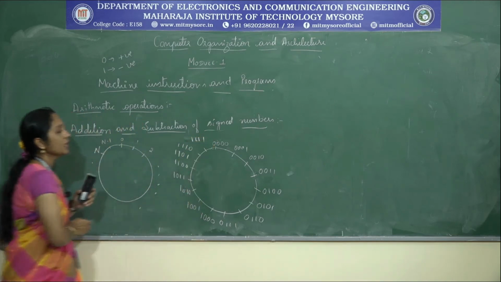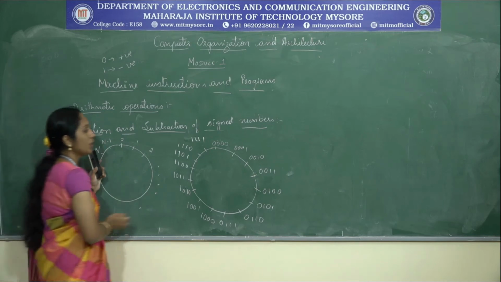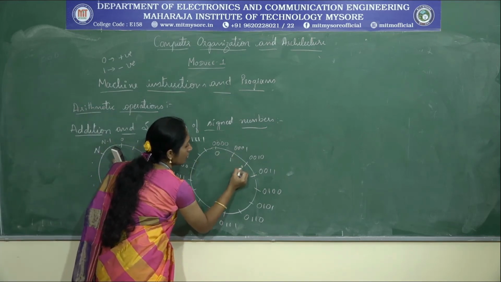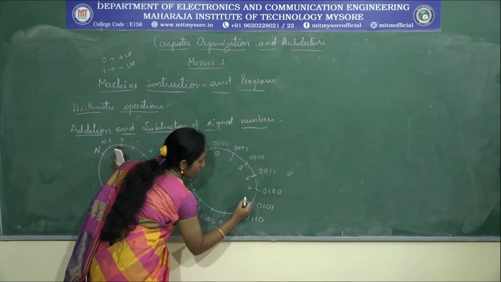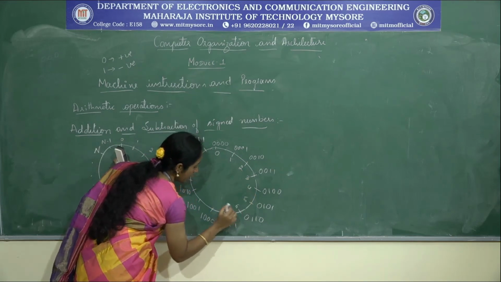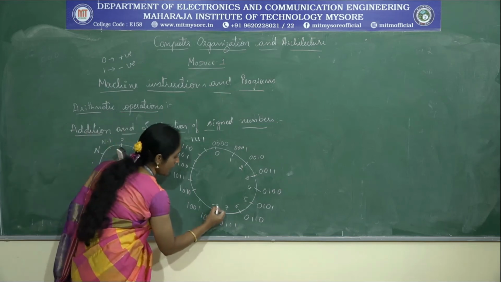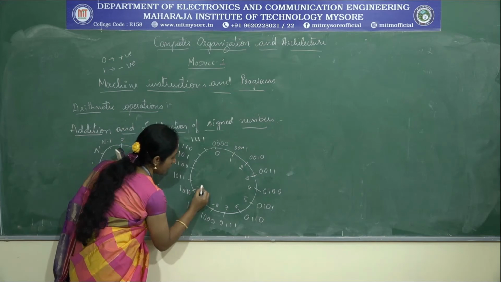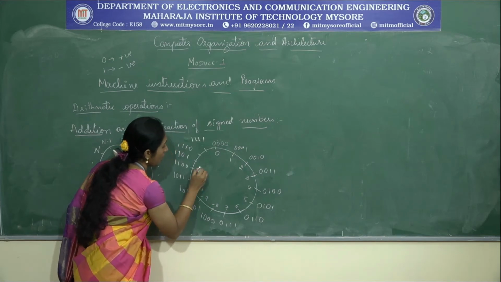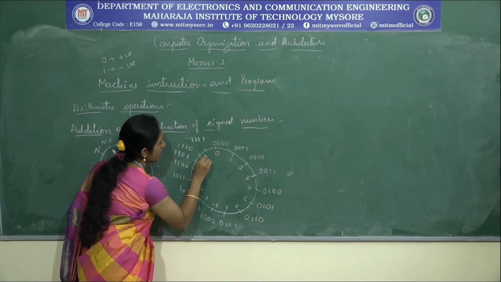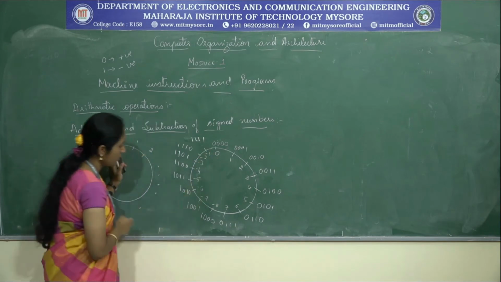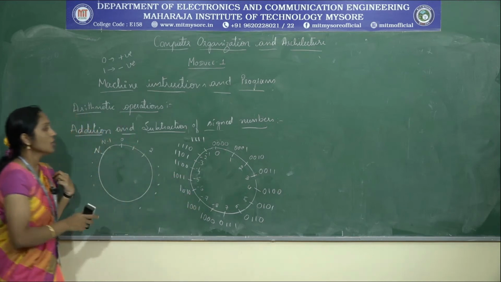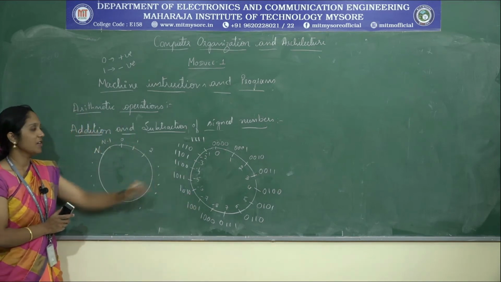Let me represent the 2's complement numbers inside, that is 0, this is plus 1, 2, 3, 4, 5, 6, 7. So this is minus 8, minus 7, minus 6, minus 5, minus 4, minus 3, minus 2. Okay, so this is the graphical device we have.